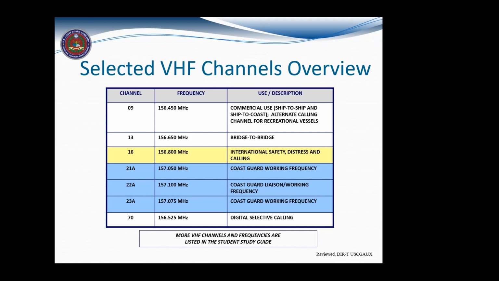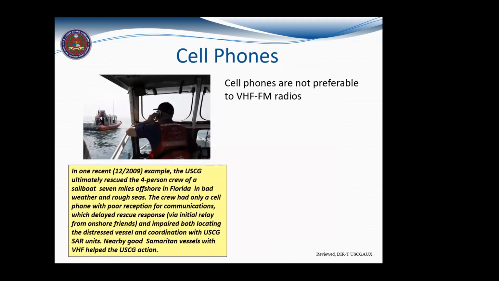Channel 9 is designated as an alternate calling frequency. We'll talk about that in a moment. 13 is designated as bridge to bridge, which is a channel for talking between vessel operators for vessel safety. 21 alpha, 22 alpha, 23 alpha are Coast Guard frequencies. And channel 70 used to be a voice communications channel, but it has now been redesignated for data transmission in digital selective calling. And we'll get there in a couple minutes.